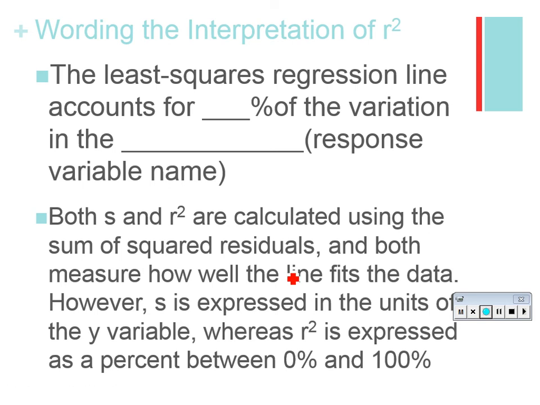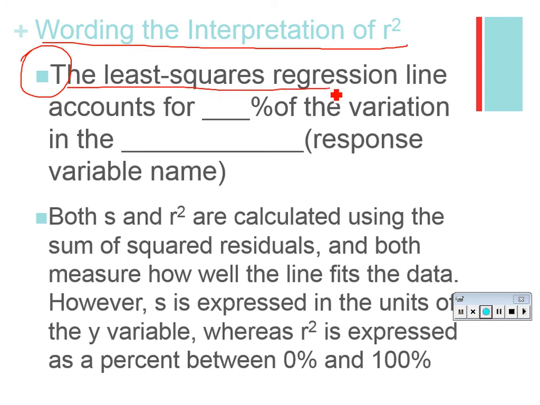In terms of interpreting the r squared value, because most of what we're going to do with computing r squared is going to be in your calculator, if you're asked to interpret the r squared value, this is the sentence structure that you want to use. Basically you want to say the least squares regression line accounts for blank percent, and that's the r squared value, of the variation in whatever the response variable is. We'll talk about some different examples of that in a moment.